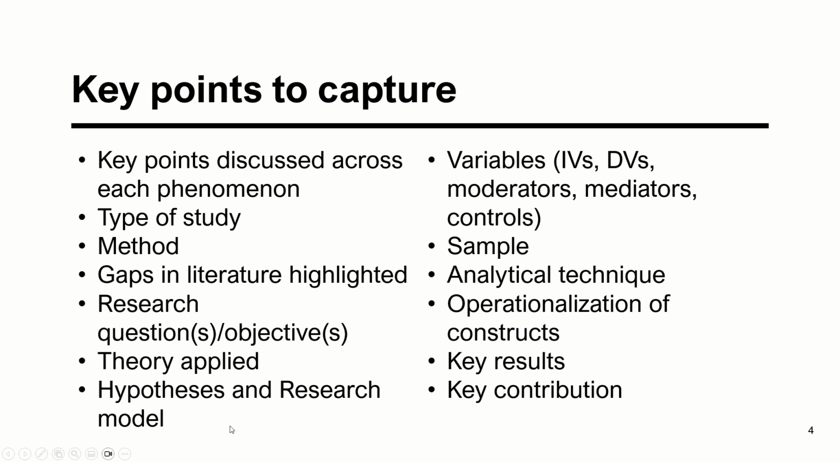Because we're talking about hypotheses and research model, document what the IVs were, the independent variables, the dependent variables. Were there any moderators, mediators? Were there any control variables that had been introduced? How was the sample identified? What regions, what demographic details were part of the sample? What are the analytical techniques that were used? How are these constructs, which are part of your IVs, DVs, etc., operationalized? What are some of the key results and what was the contribution of the paper or the implications of the paper to research and practice?